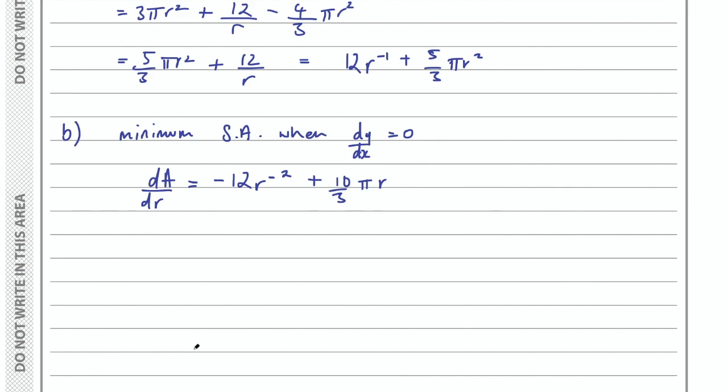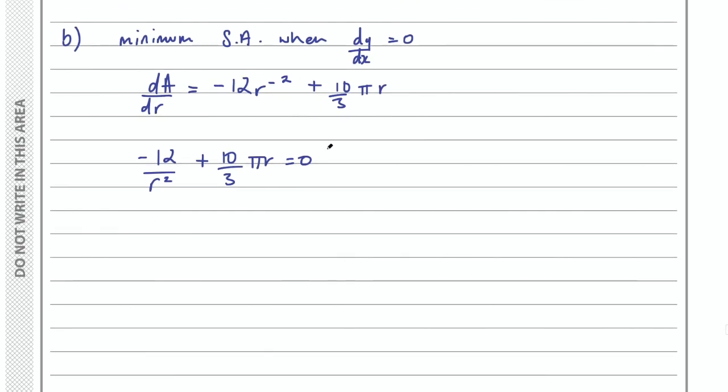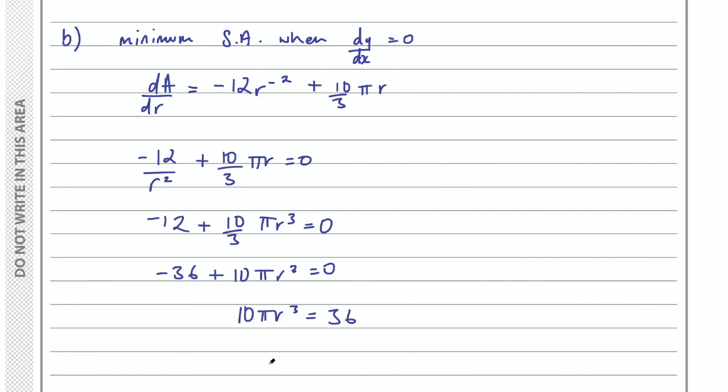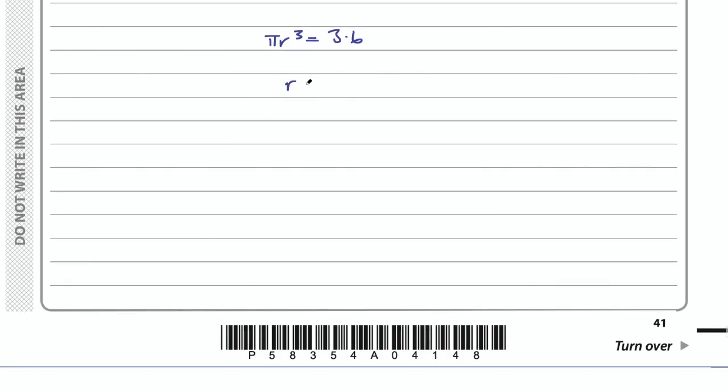Okay, so we have that derivative now, and then let's set that equal to 0, and actually I might write this again as negative 12 on r squared plus 10 on 3 pi r is equal to 0. And I find this easy when there are no denominators, so I would multiply through by r squared. So this would be negative 12 plus 10 on 3 pi r cubed equal to 0. And then multiply it through by 3, this would be negative 36 plus 10 pi r cubed is equal to 0. Then 10 pi r cubed is equal to 36. And then pi r cubed is equal to 3.6. And then r is equal to the cube root of 3.6 on pi.